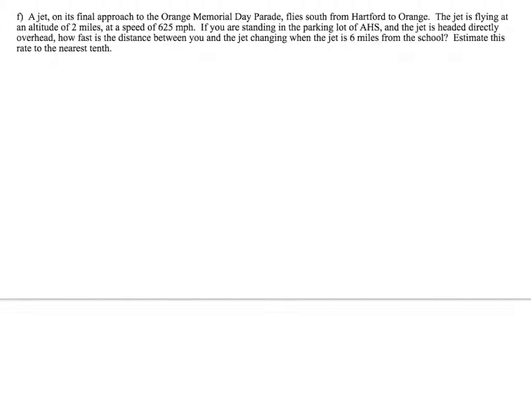Alright, in this problem you were given a very similar problem that you saw out of the book. You have a jet, the jet over the radar station, very similar problem here. So go ahead and use that as a model for this one and see if you can get how fast the distance between the jet and where you are is changing. Estimate your rate to the nearest tenth.